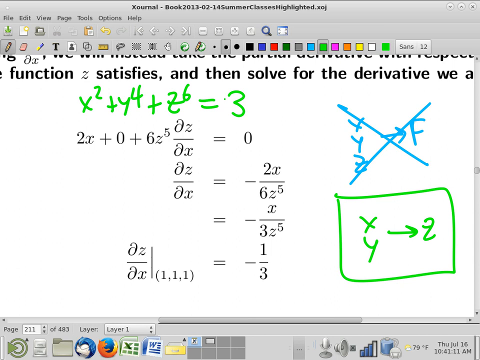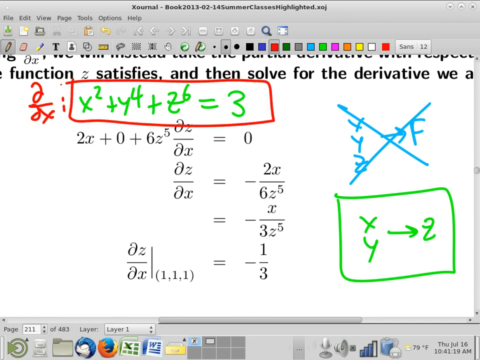And we're going to take a partial with respect to x of that equation. Okay, now, be very careful. Keep in mind your roadmap. Partial of x squared with respect to x, fine, 2x, no problem. That's the easy one.